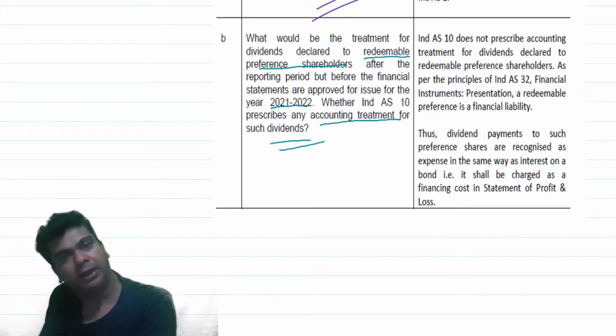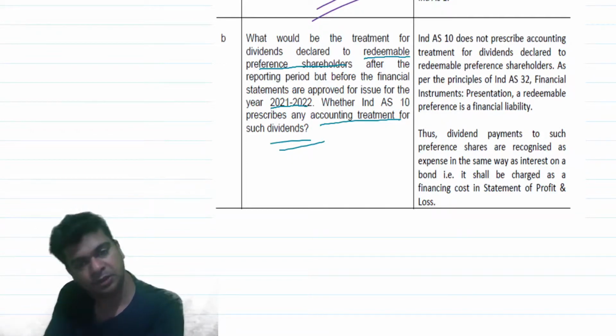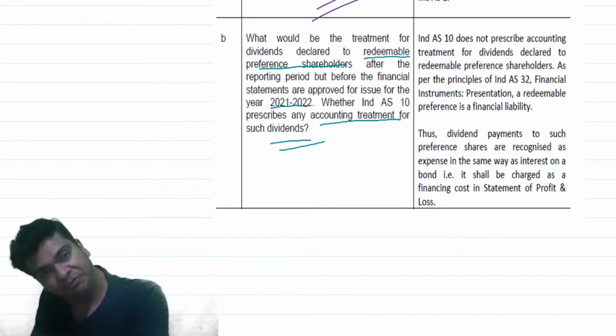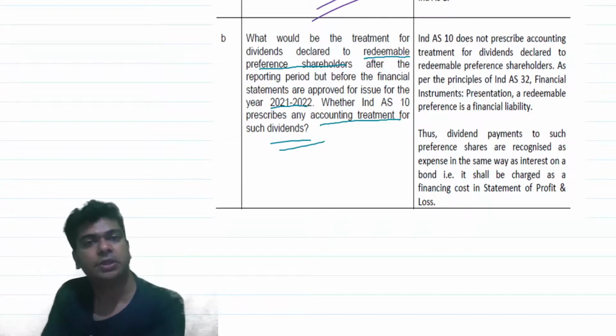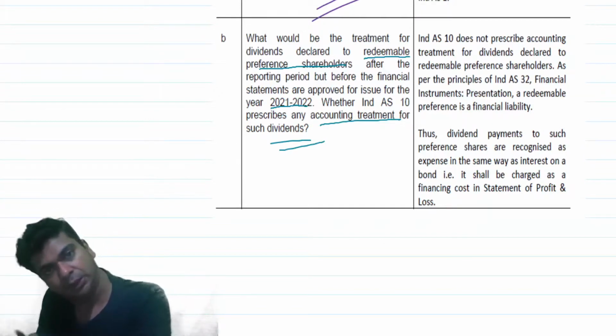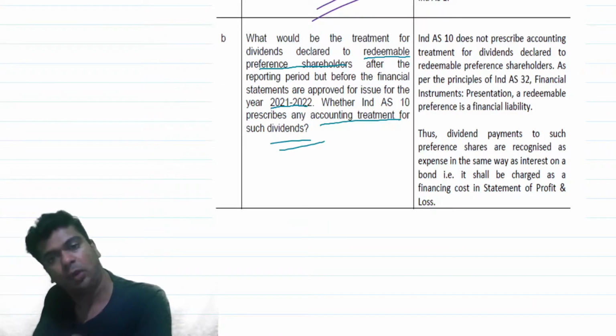Just as you will treat interest on bonds and interest on debentures, similarly treat this preference dividend. In other words, it is a financing cost to be charged as an expense in the statement of profit and loss.